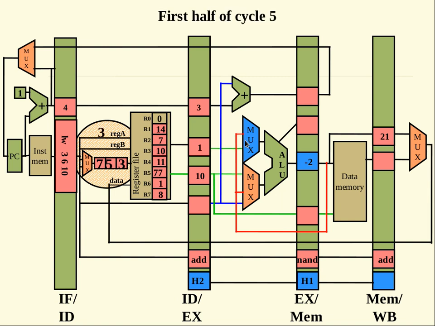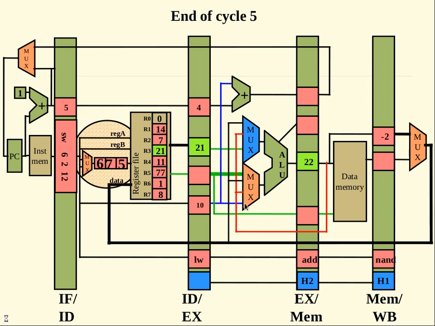Cycle 5. Oh, I lied. I'm sorry. Remember that second add had a hazard with the first add, right? So now you need to forward from this all the way up to that to execute. So now that's forwarding from a different stage. Again, you need to know what type of hazard it is so it knows where to load it from.